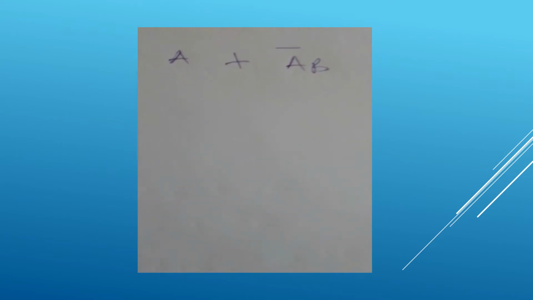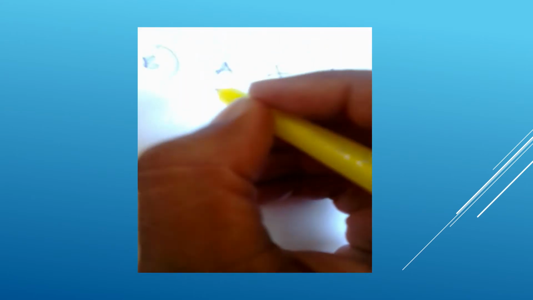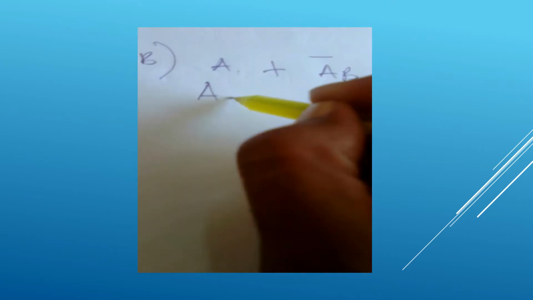Right, so this B is saying A plus A bar B. How do I handle such an expression? Remember, because there's nothing common here, all we need is a common value. Of course, we expect to have a B here. Now, we cannot just insert a B. This A here is the same as A dot 1, plus A bar B. This has not changed anything.